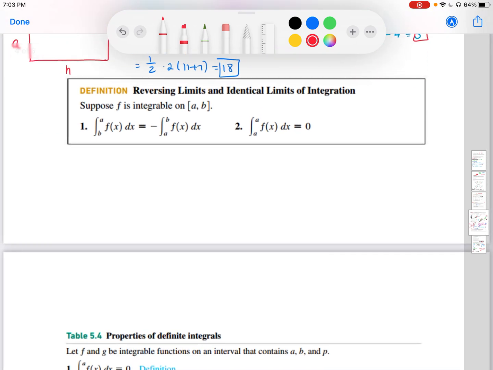Reversing limits and identical limits of integration. Suppose f is integrable from a to b. If we switch the bounds of the integral from a to b of f of x dx, so instead of going from a to b, we go from b to a, it's going to cause a negative to be in the front. And if we integrate over the same point, a to a, our answer is going to be 0.